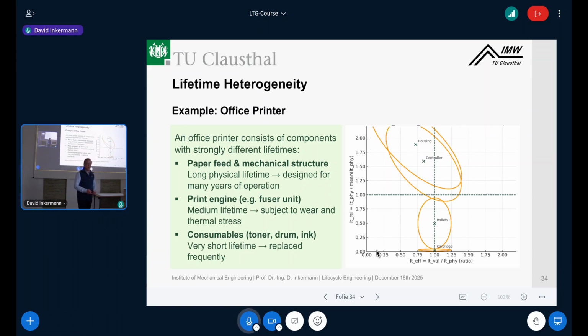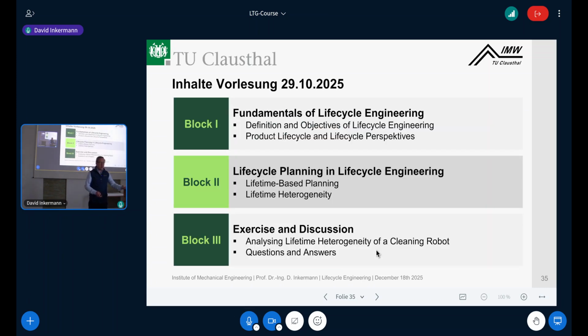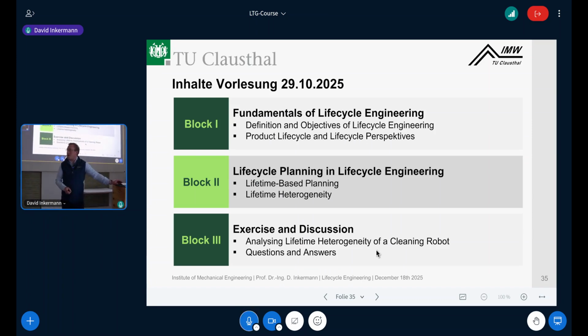That is a short introduction into this concept. Now I would like, in the first place, to hear some comments or questions from you, but we have also prepared a short exercise in order to go into the details of this concept of lifetime heterogeneity and the analysis. That's basically what we have prepared.